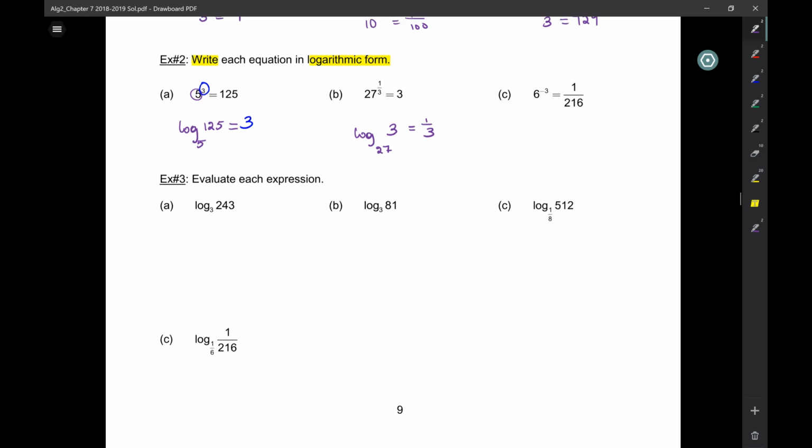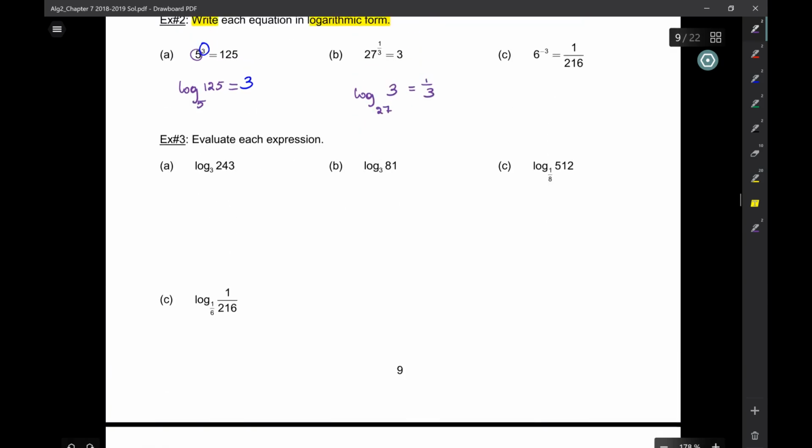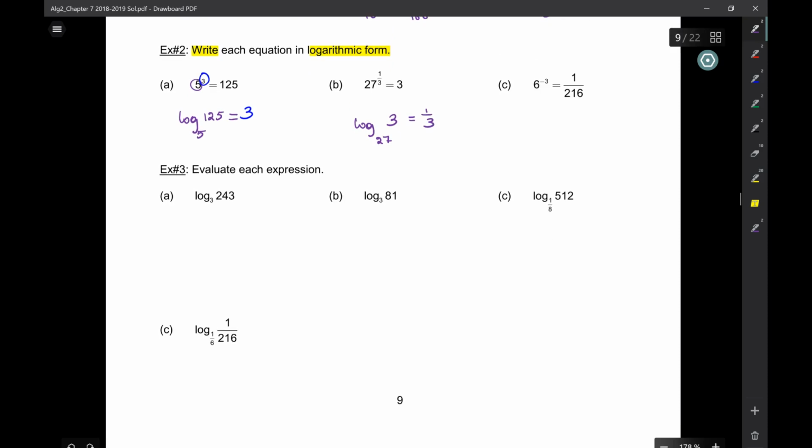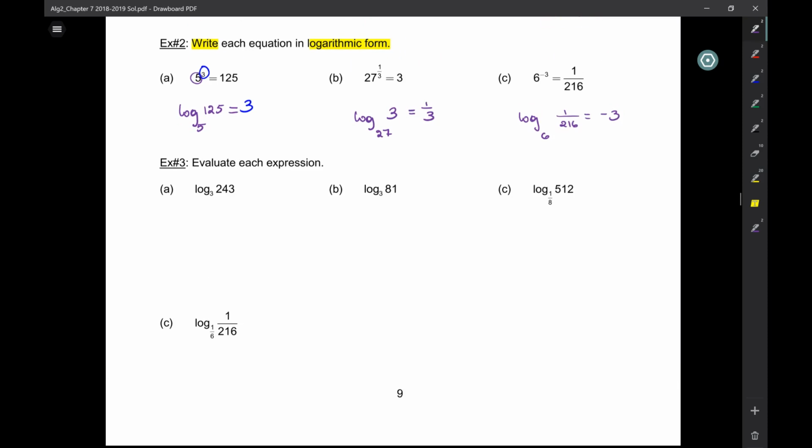Guys, put your calculators down for a minute. We're not using our calculators for now. Please. Here, tell me, log base what? 6 of something equals -3. So far, we haven't done any math, really. We were just rearranging the numbers.